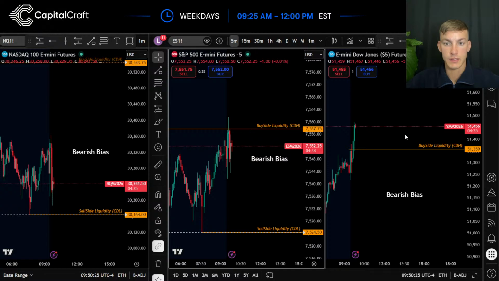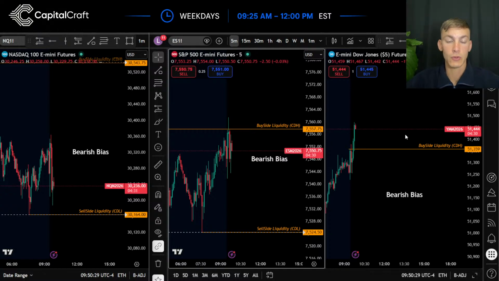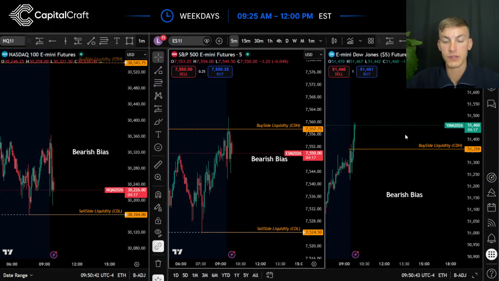And the reason I say that is because the Nasdaq is not yet taking any form of major sell side or buy side, whereas the S&P 500 has taken out its buy side level in form of current day high. Now the Dow has taken out current day high. It does look like it might want to go for previous day's high.